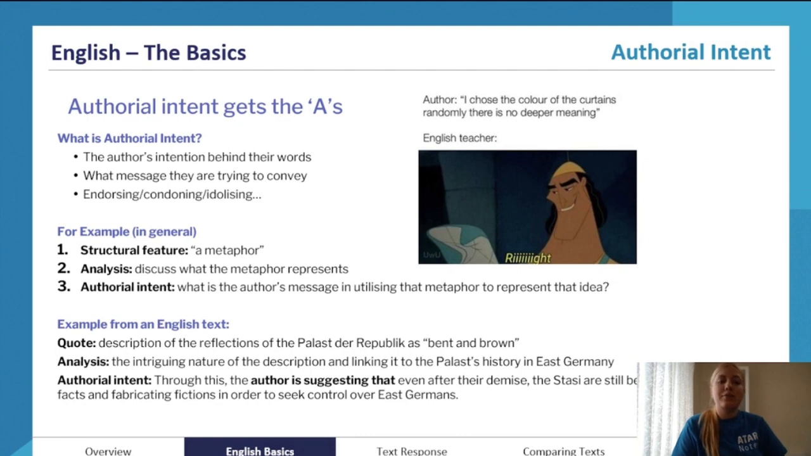So authorial intent really gets the A's. These are views and values messages. I just mentioned previously how you can incorporate more. So feel free to go back to those tips and remember that you should aim to have views and values analysis at least 2 times per body paragraph to make sure that you can qualify for those higher marks.